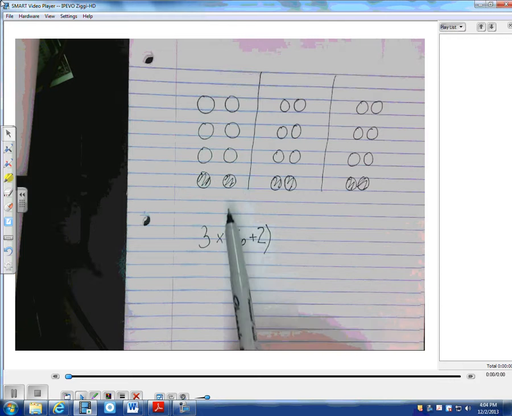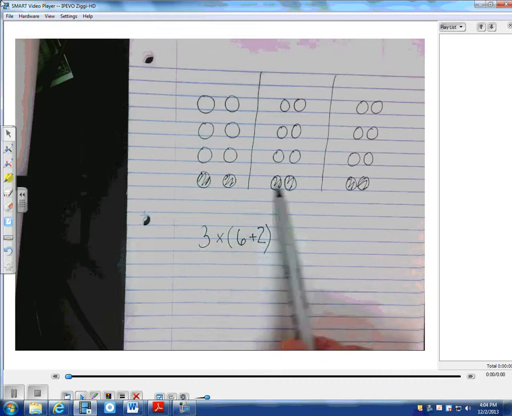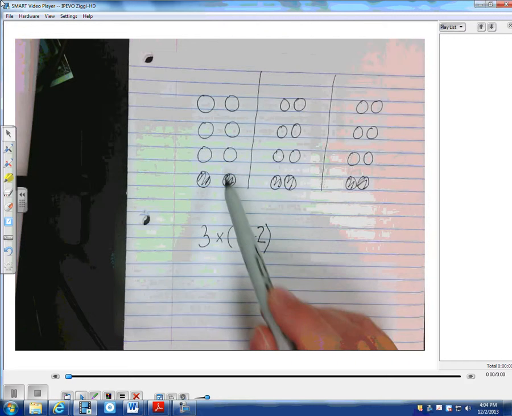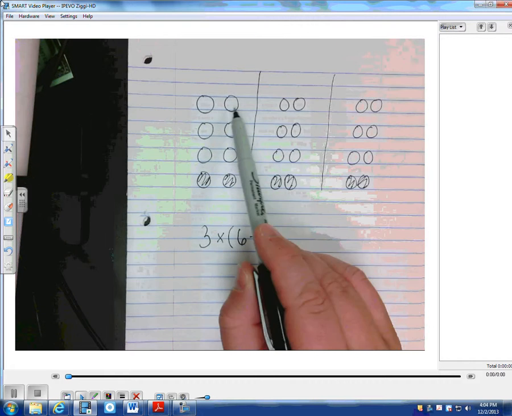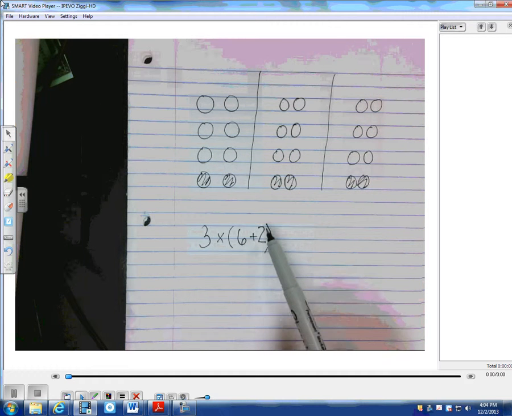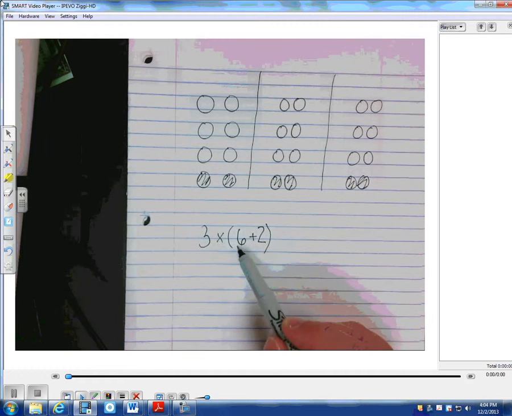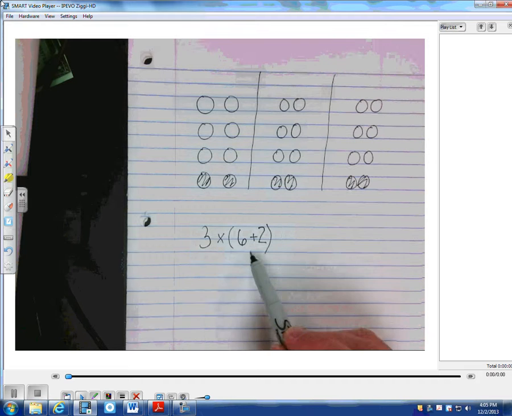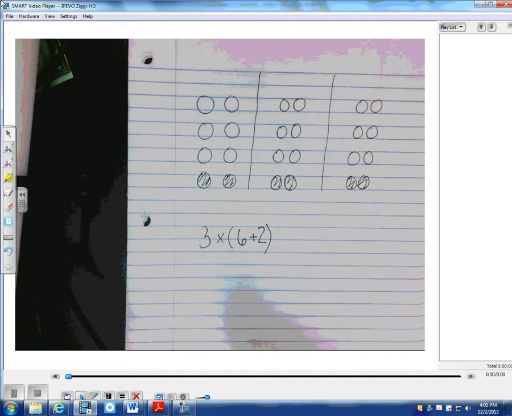Okay? So it showed me that I have 3 groups, 1, 2, 3. And then inside of each one, I have 6 that are white and 2 that are shaded. So I would add 6 plus 2. If I was solving it, that would give me 8, and then 8 times 3 would be 24. If I wanted to solve it, you don't have to. You just have to write the expression. The one on the back, number 11, is similar to this one. So refer back again. This one should just be a review.